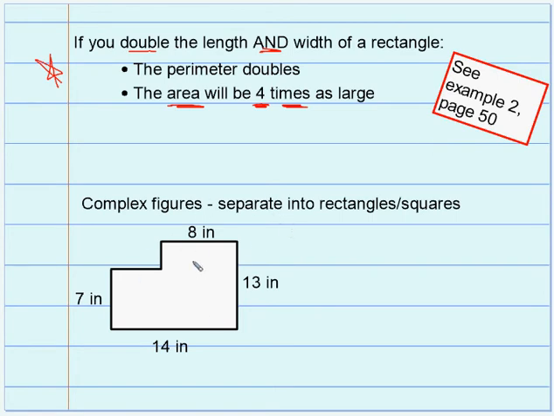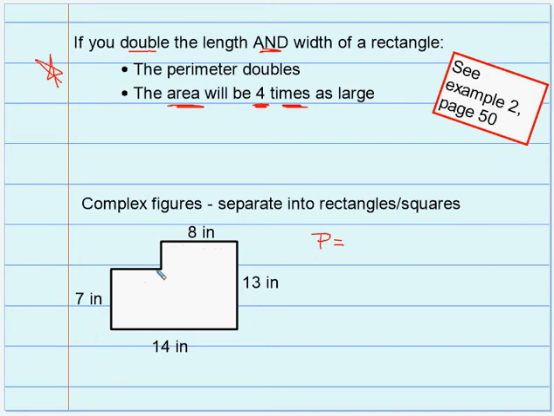Now here's a complex figure. You need to separate this into rectangles and squares. So if we want to find the perimeter, we don't have to do anything special. We just add up all the sides. But you'll notice that this side and this side are not labeled, and so we need to figure out those dimensions first. So this is a horizontal segment here, and so is this one.